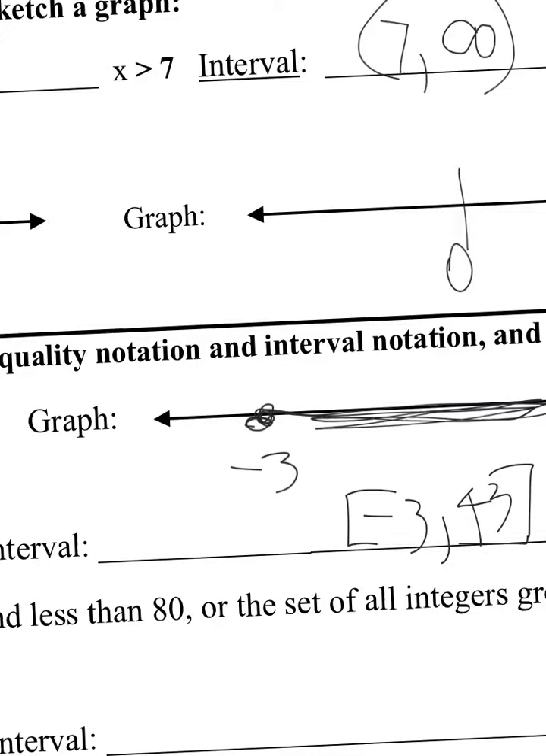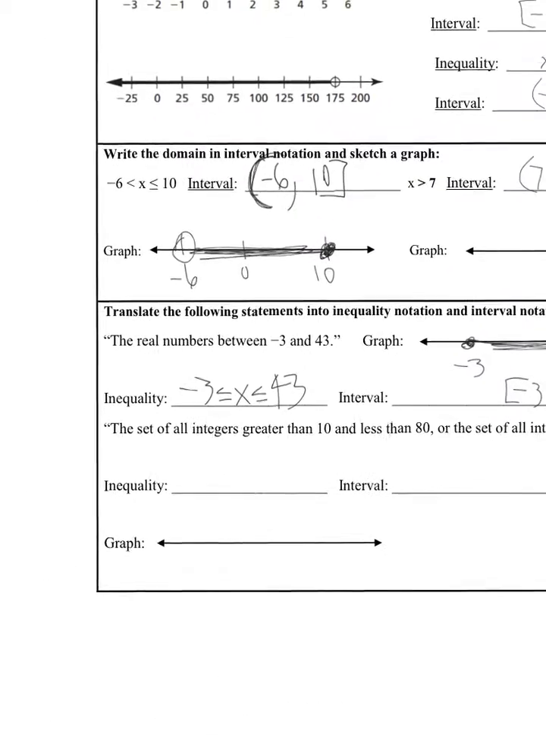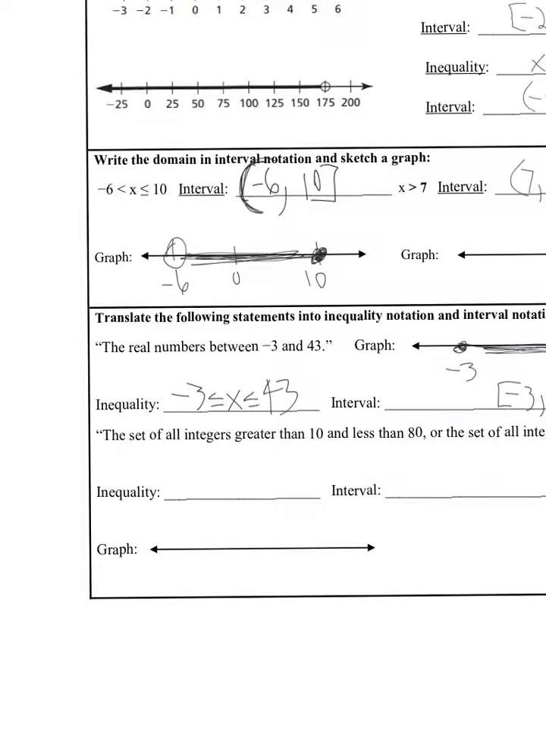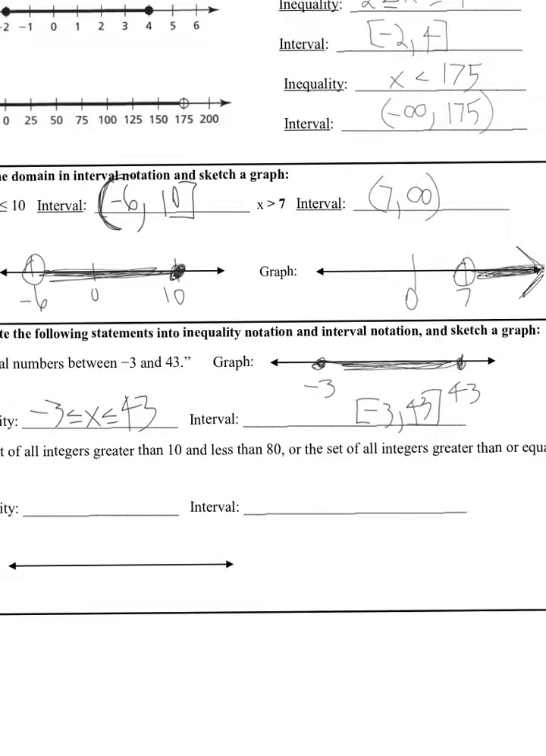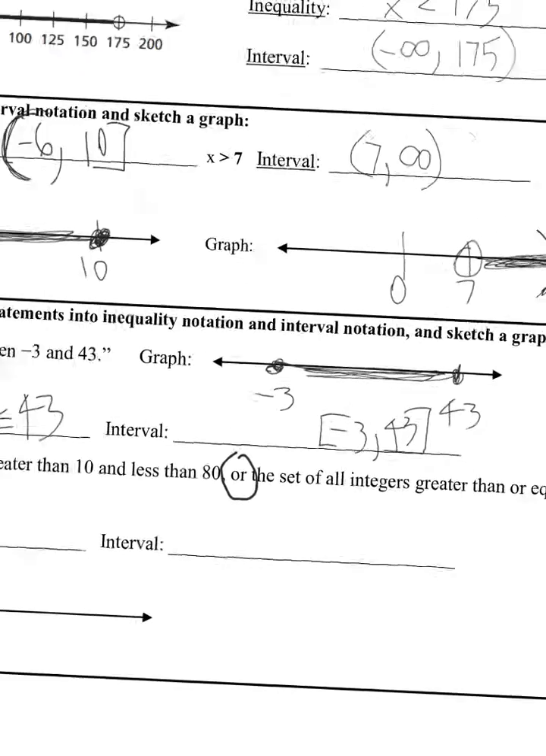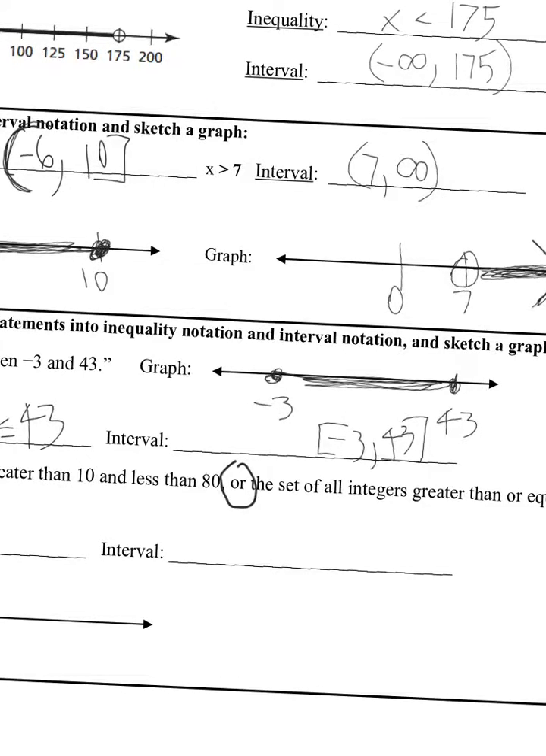All right. Last example. The set of all integers greater than 10 and less than 80. Or the set of all integers greater than or equal to 100. So we have that word or, which means we're going to have a union in our answer. Okay, so let's do the interval answer first.